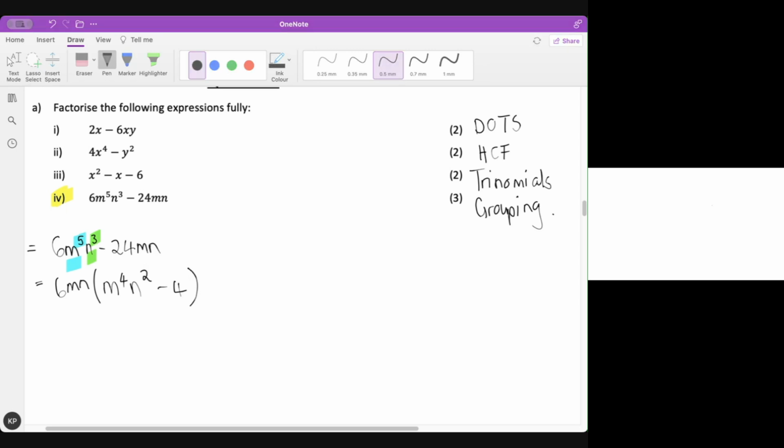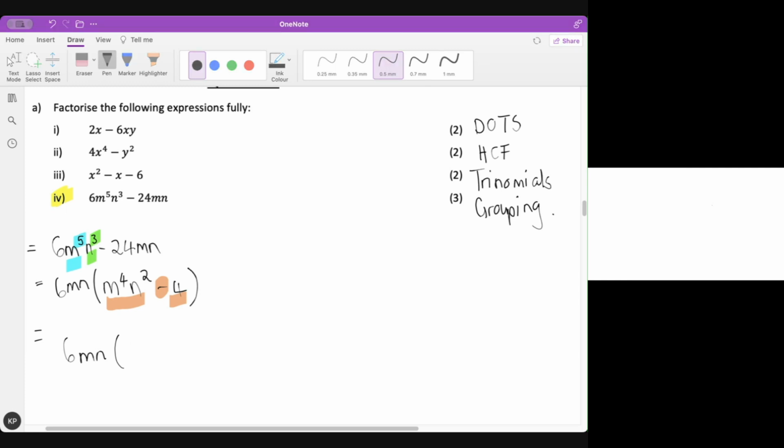Are we done factorizing? Those who are saying no, wonderful, Alan. There's a difference of 2 squares in the brackets. Check here. This is a square and that's a square, and we have a difference. So we can go one step further. So it's 6mn. Okay. What variables are going to be in the brackets?